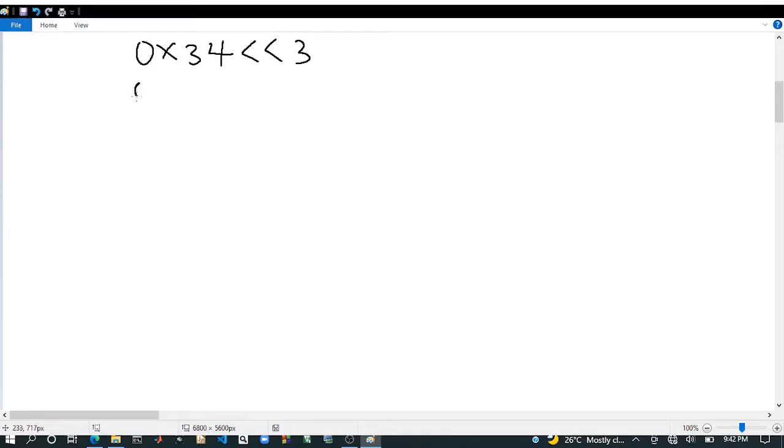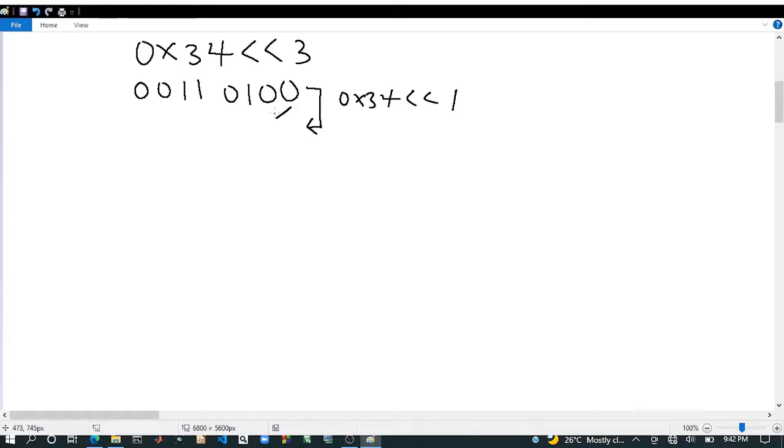In binary, this number is 0011 0100, okay? So I'm going to perform the left shift operation 3 times. So if I do the left shift operation for the first time, that's 0x34 left shift 1. So I'll shift all the bits by 1 position to the left.